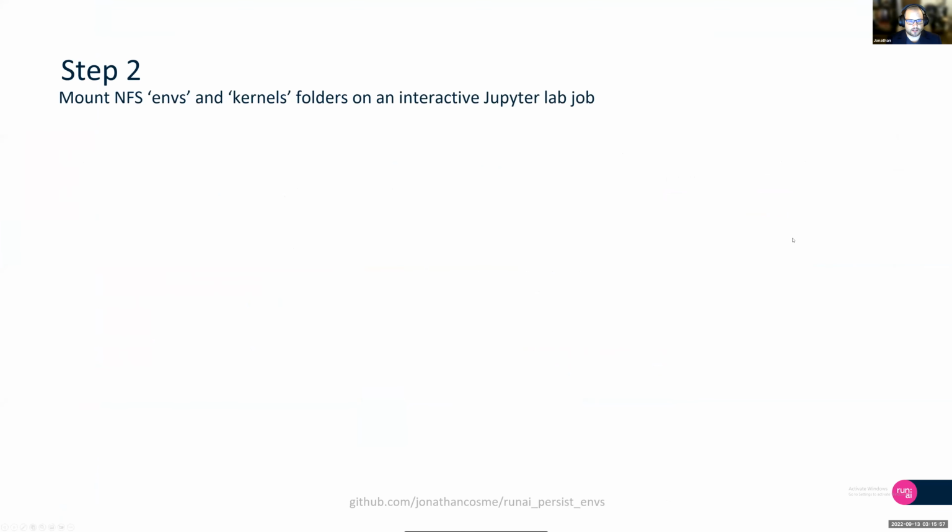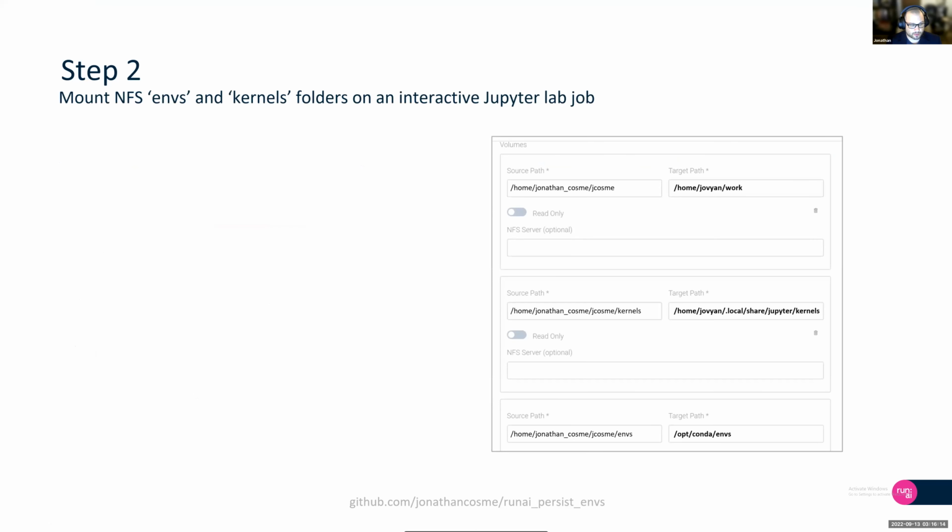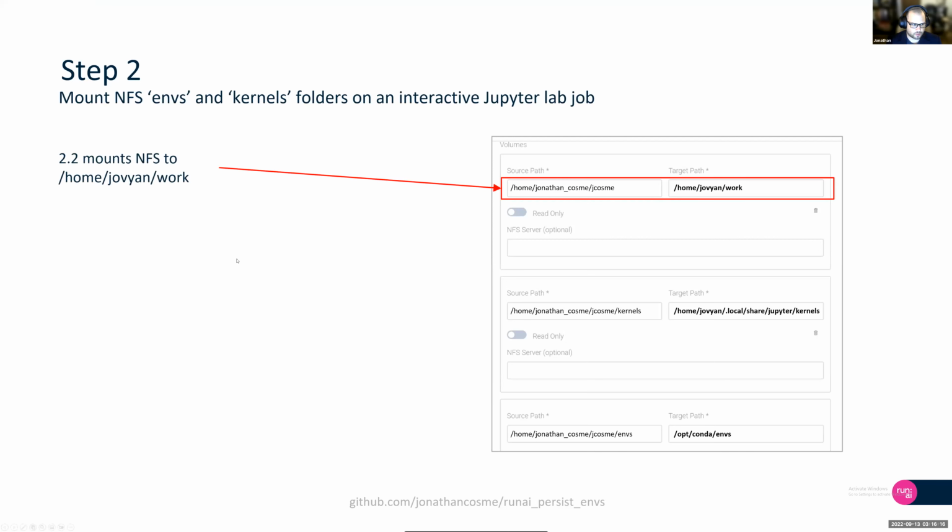Okay. And so step 2 is we're going to create a new job where we're actually going to mount our environment and kernels folder. So very similarly interactive, but this time we're going to use that base notebook root image that we talked about. Jupyter flag is on, and there'll be several things that we have to mount. So one is the usual. We have to mount into the work directory our NFS.